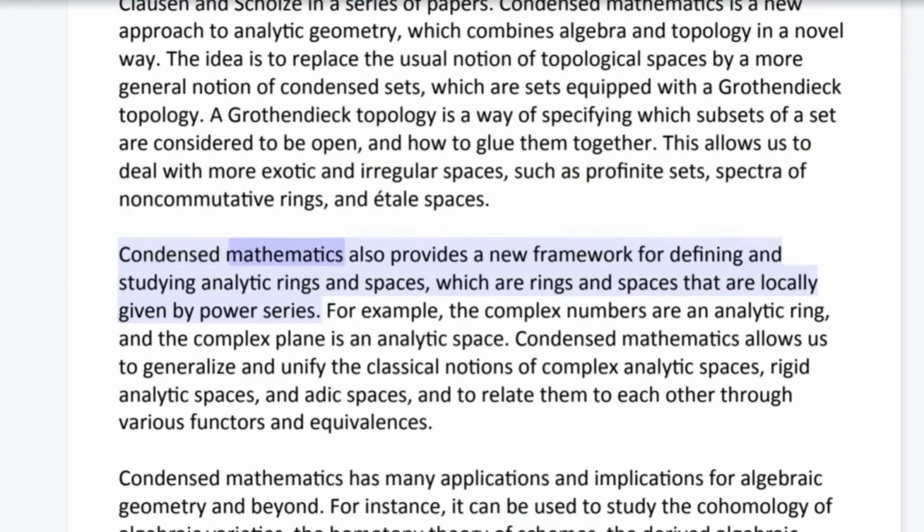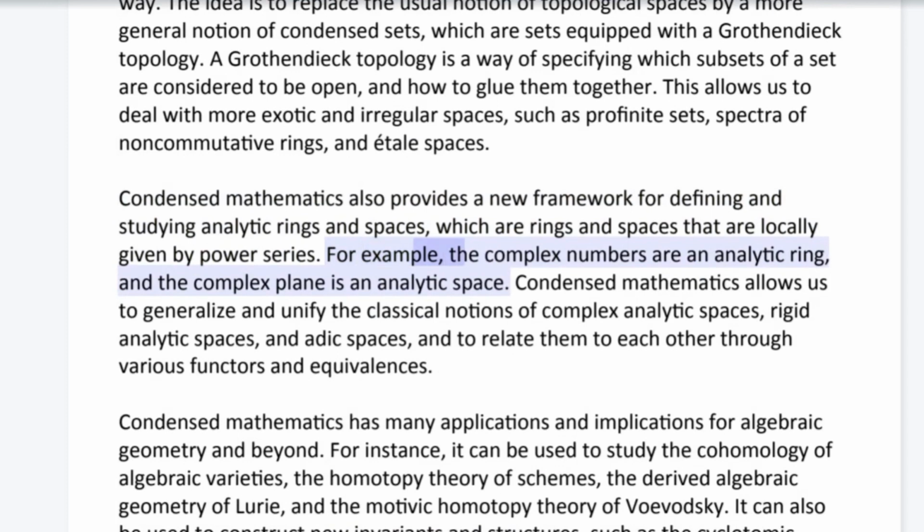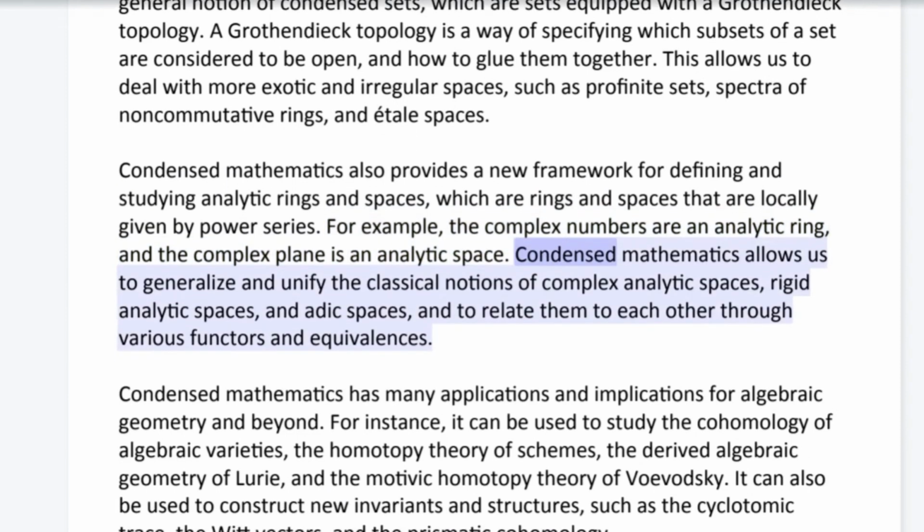Condensed mathematics also provides a new framework for defining and studying analytic rings and spaces, which are rings and spaces that are locally given by power series. For example, the complex numbers are an analytic ring, and the complex plane is an analytic space. Condensed mathematics allows us to generalize and unify the classical notions of complex analytic spaces, rigid analytic spaces, and adic spaces, and to relate them to each other through various functors and equivalences.